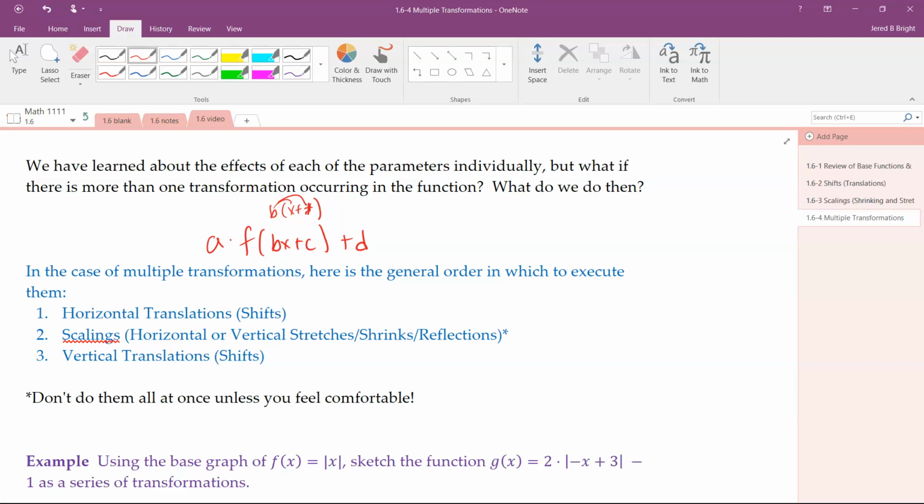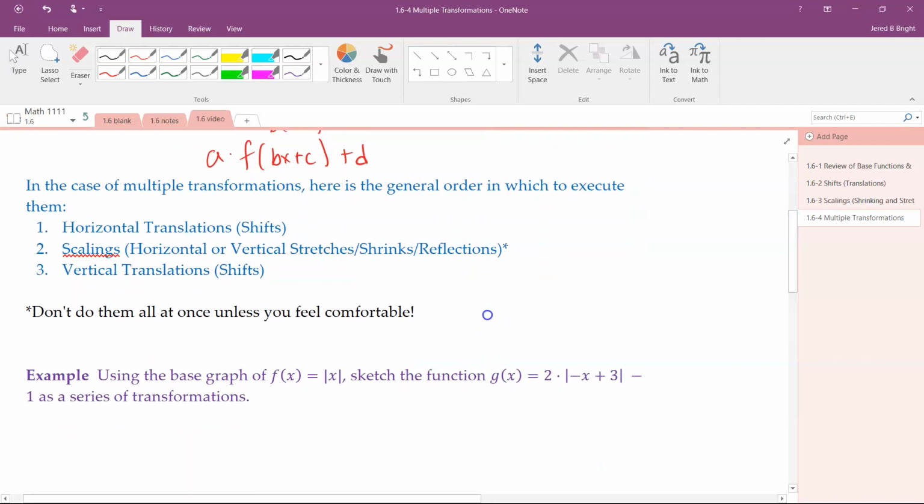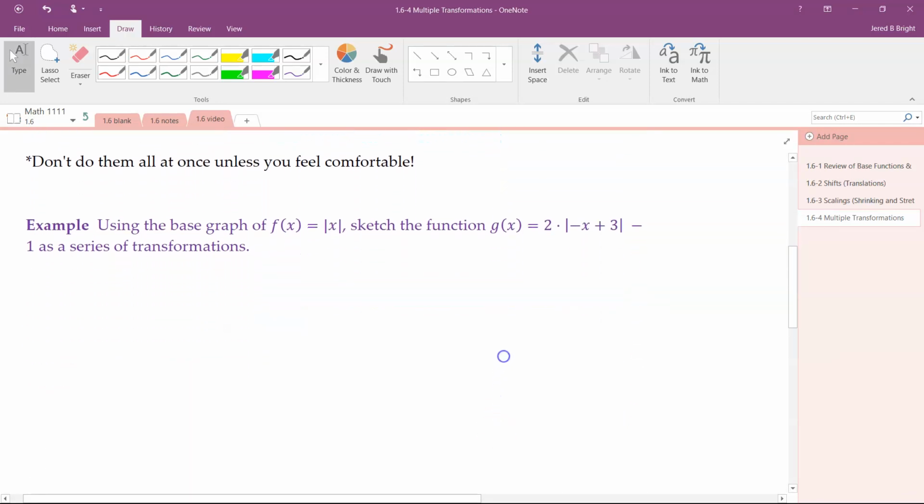Then all sorts of scalings you can do, so horizontal, vertical, shrink, stretch, reflections, whatever. Okay, you don't have to do them all at once, but just make sure that you do scalings next, and then end with vertical translations. Okay, so here we are.